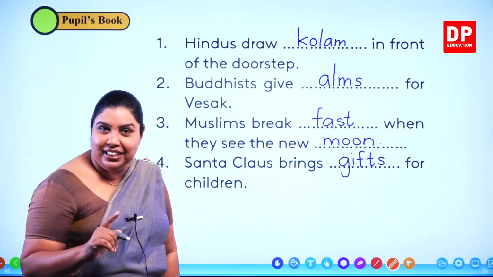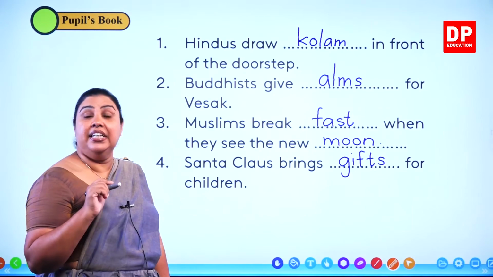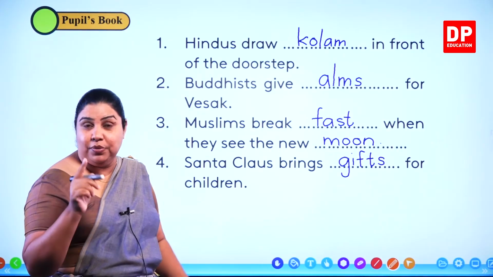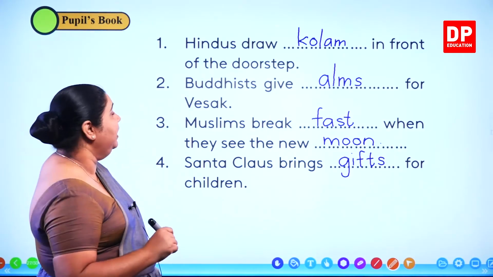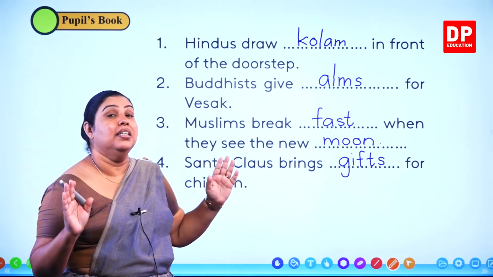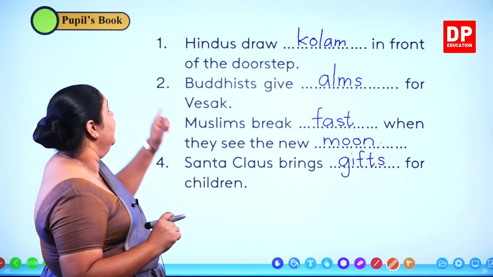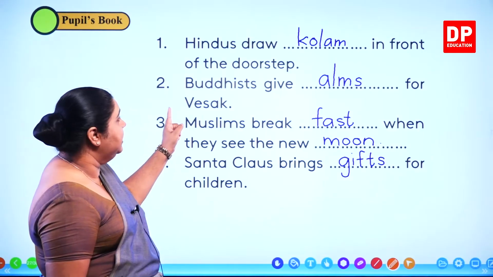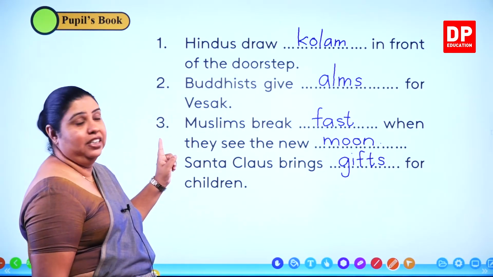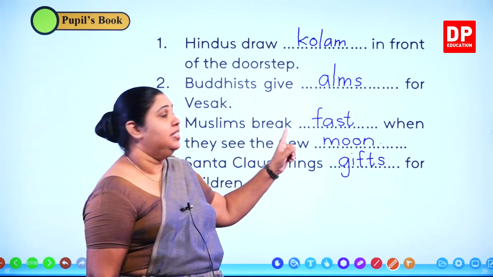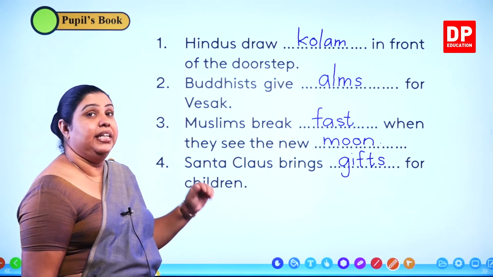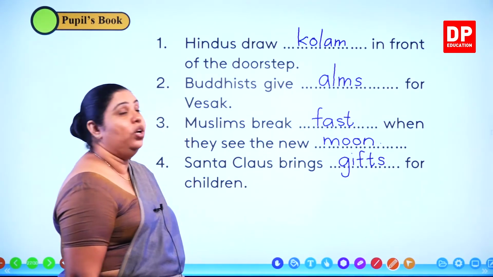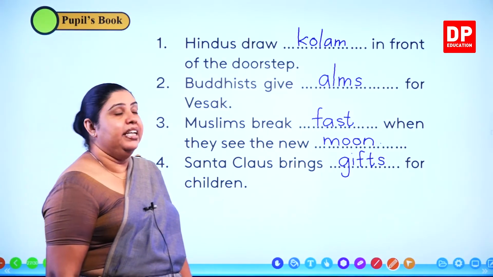Now you were listening to everything that I told you, and then you saw everything that was in your pupils book as well. I hope you have both books with you, because we have to do our workbook activities as well, right? So now we have completed answering our questions. We have filled all the blanks. Hindus draw kolam in front of the doorstep. Buddhists give alms for Vesak. Muslims break fast when they see the new moon. Santa Claus brings gifts for children.